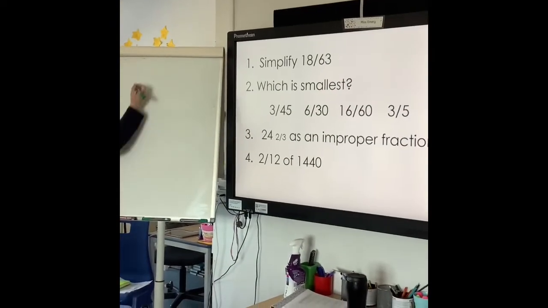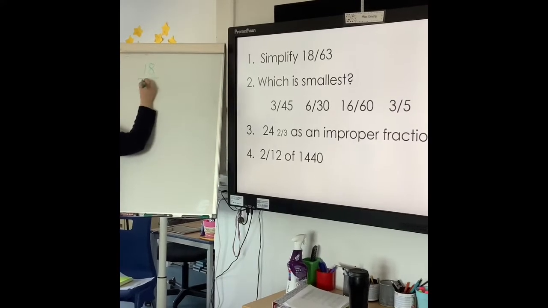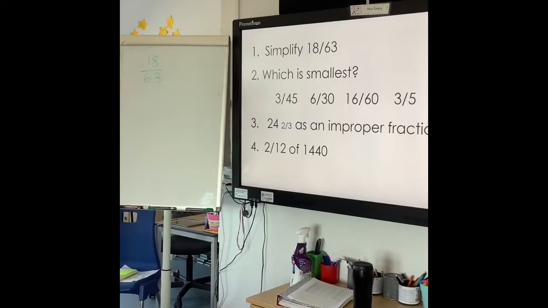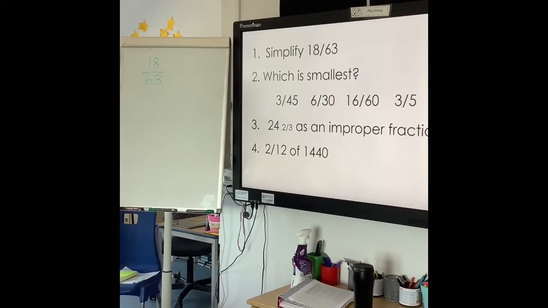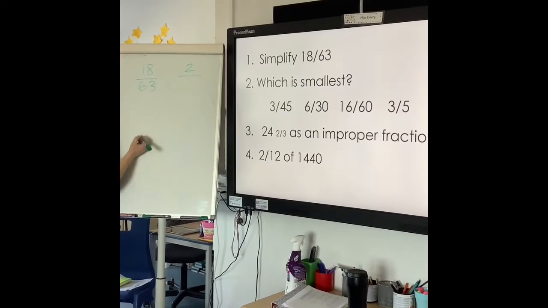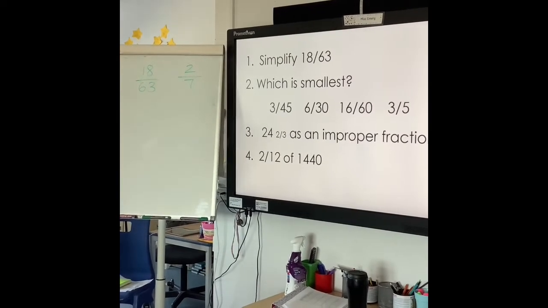Simplify 18 over 63. They are both in the 3 times table, and they're both in the 9 times table. If I simplify it by 3, I might have to do it again, so I'm going to go with 9. 2 lots of 9 is 18, and 7 lots of 9 is 63.